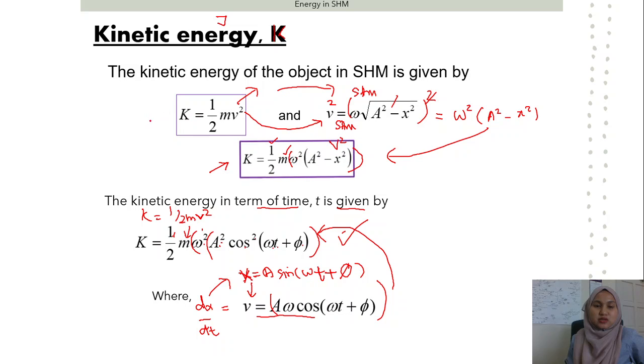So there are three equations of kinetic energy: half m v squared, or if no v is given, we can substitute the equation of v in simple harmonic motion to get the second equation of kinetic energy. And the third one is when we want to use the equation for velocity in terms of time. So this is the third equation of kinetic energy.